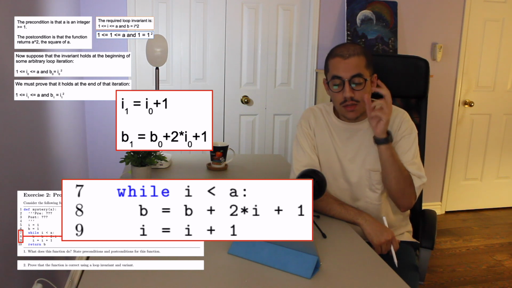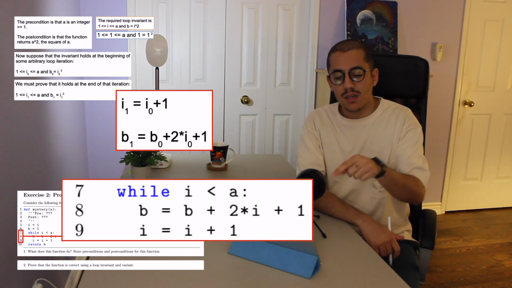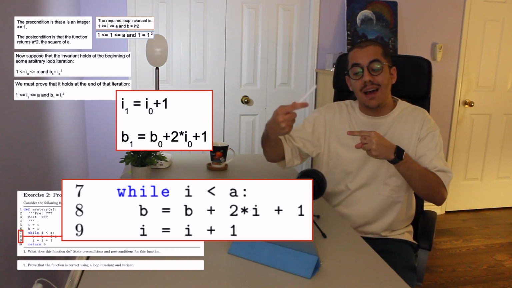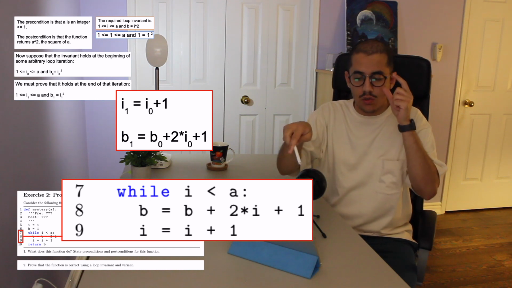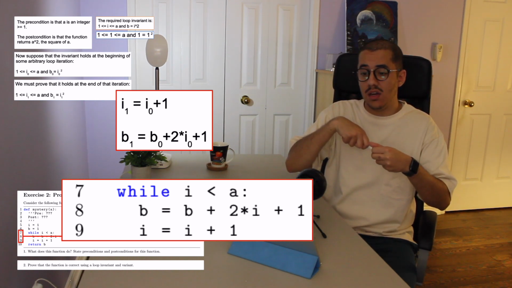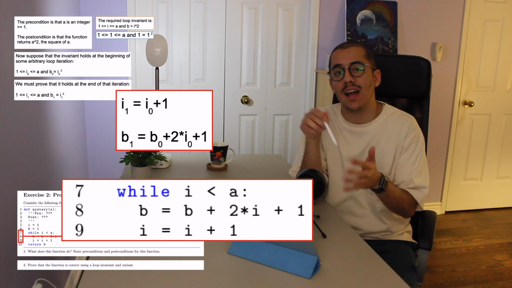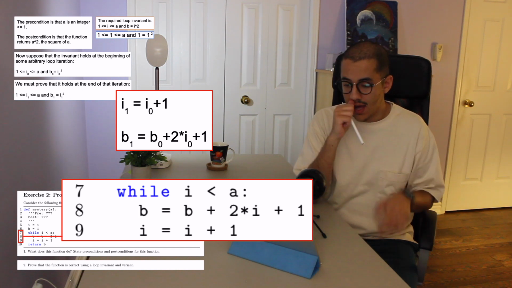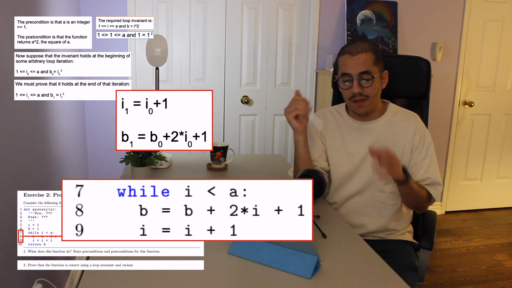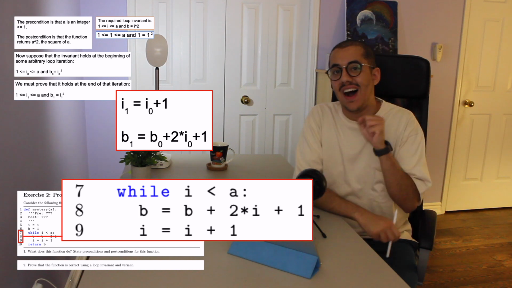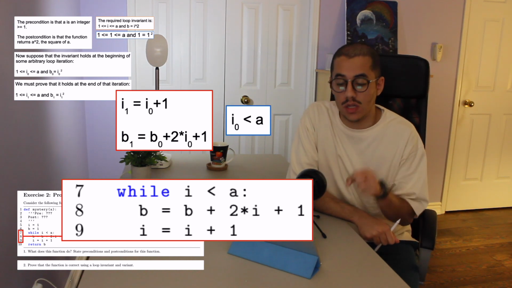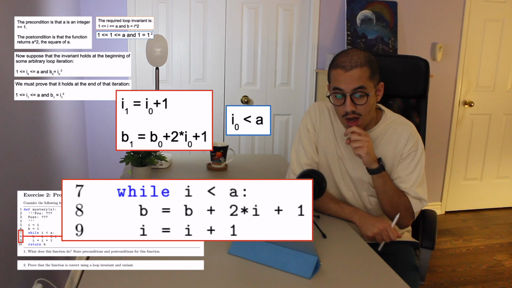Now, why didn't we say 2 times i1? It's because i gets updated after b does. So we're still using the old i in our loop iteration. That's why we're using i0 rather than i1. And we also have that by the loop condition, i0 has to be smaller than a, if you look at line number 7.